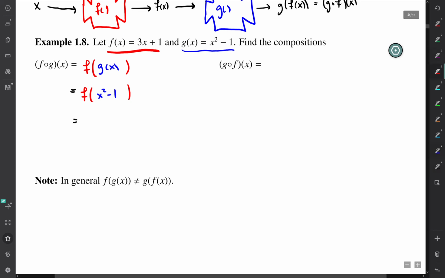So f takes 3 times whatever the input is and adds 1 to it. So in this case, it's going to take 3 times x squared minus 1 and add 1 to it. So when I evaluate that or simplify this, I get 3x squared minus 3 plus 1, or 3x squared minus 2.